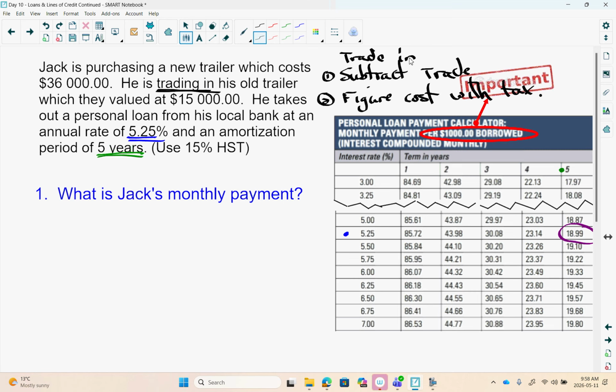So step 1, I am going to take the $36,000. That's what the new trailer costs. And I'm going to subtract the trade-in. What is my trade-in value? $15,000. What's that leave me with? 36 minus 15. We good with 21,000? That's step 1. Now, he doesn't need to borrow 21,000. He needs to borrow 21,000 plus tax.